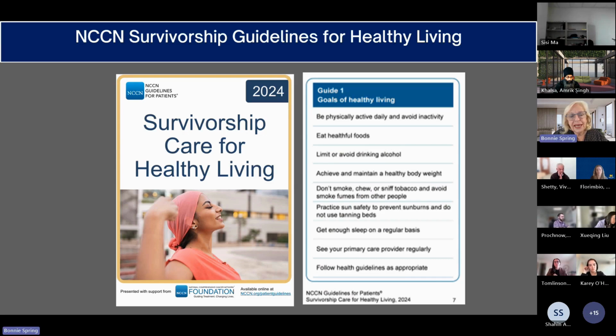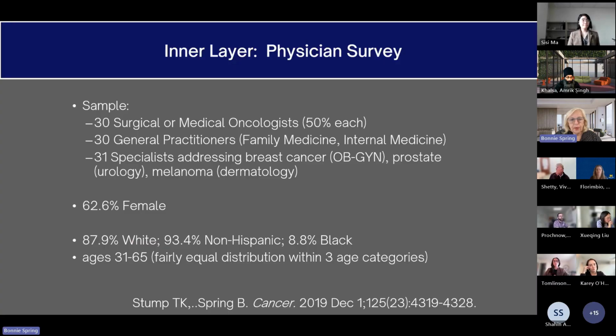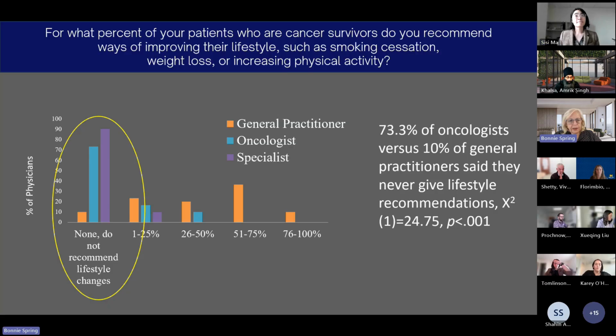These are the national and the NCCN guidelines. These are the ones for patients, but they exist for physicians as well. And they're all health promotion. It's all diet and physical activity, sleep, healthy lifestyle. And clinicians are supposed to be following these. So are they? Well, we started by interviewing oncologists, surgical and medical ones, general practitioners, and specialists who address different kinds of cancers. And here's what they told us. For what % of your patients who are cancer survivors do you recommend ways of improving their lifestyle, like quitting smoking, losing weight, or increasing physical activity?